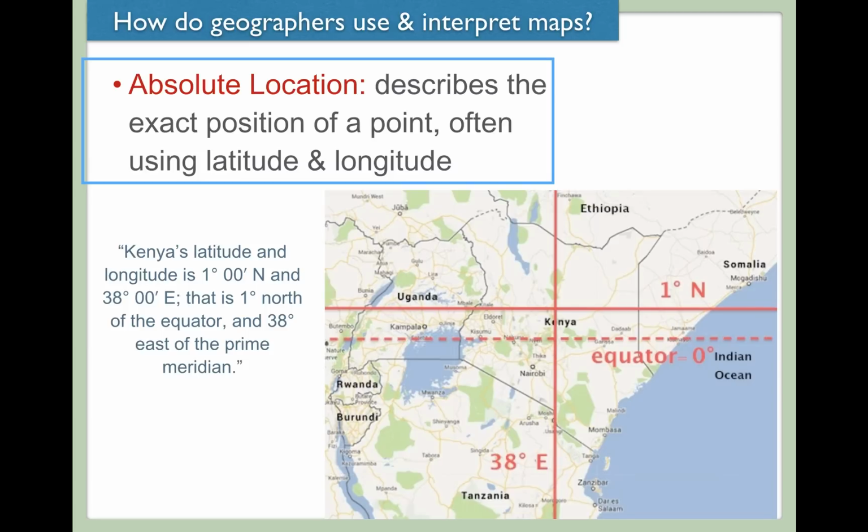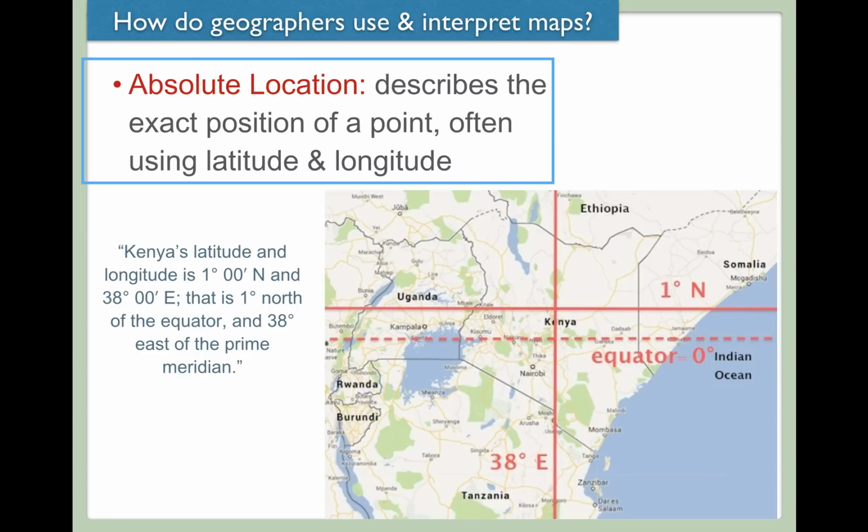Couple pieces of terminology. So what do we use these for? How do geographers use these different lines of longitude and latitude? Well, one of the ways, of course, is what's known as absolute location. Geographers use lines of longitude and latitude to describe the exact position of a place on Earth's surface. So the term absolute location is the description of the exact position of a point, often using lines of latitude and longitude.